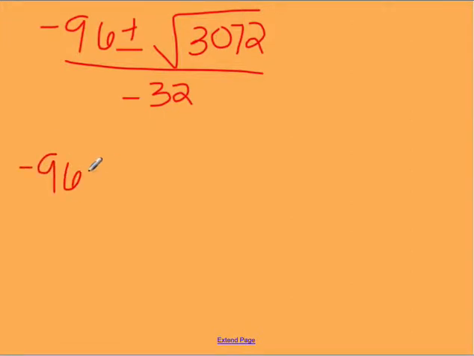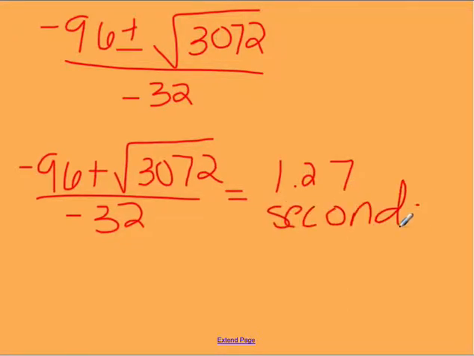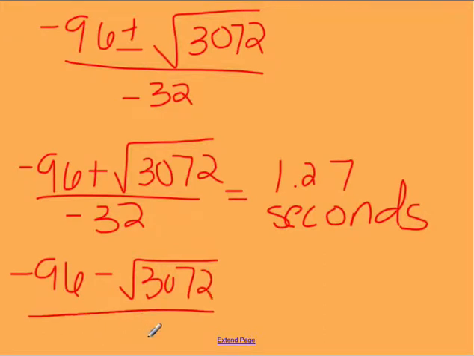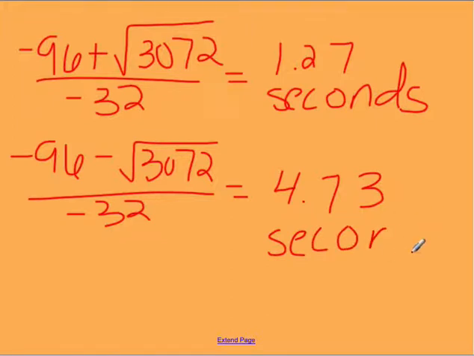So in my calculator, I'm going to type negative 96 plus the square root of 3,072. Then I'm going to hit enter and divide that by a negative 32. And when I do that, I end up getting 1.27 seconds. Now that makes sense. We actually could end up having two answers here because it could feasibly hit 96 feet on the way up and 96 feet on the way back down, which I think is what's going to happen. Because then, when you do your minus version, you also end up getting a positive number, which is 4.73 seconds. So both of those are plausible answers.